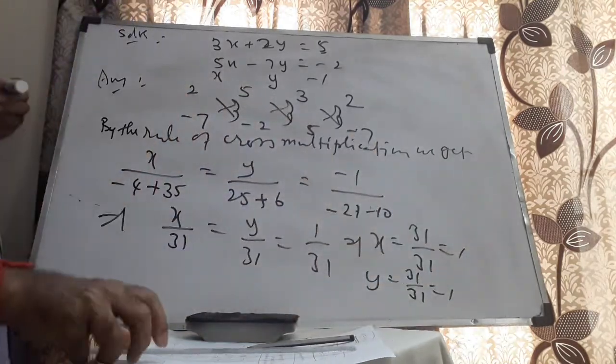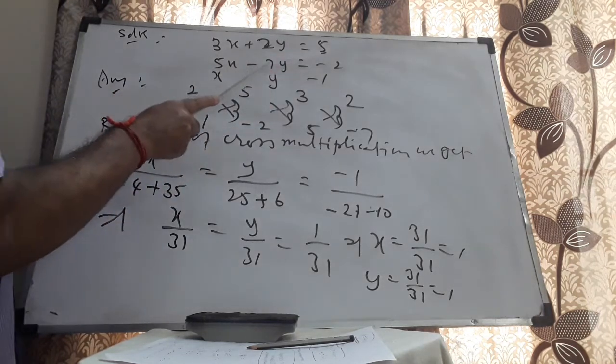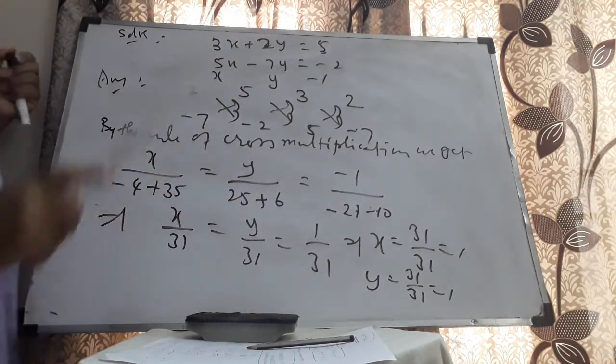Let me just check once again. I will check the values. 3 into 1 plus 2 into 1, 3 plus 2 is 5. 5 into 1 minus 7 into 1, 5 minus 7 is minus 2. Therefore my answer is correct.